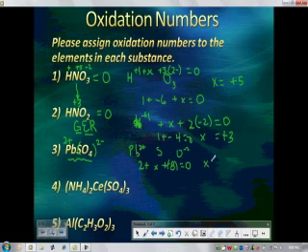So what will we call X then? 6? I got 6. All right, is it positive 6 or negative? There's a positive 6. So in sulfate, the charge of the sulfur, or the oxidation state, we should say, is a plus 6.